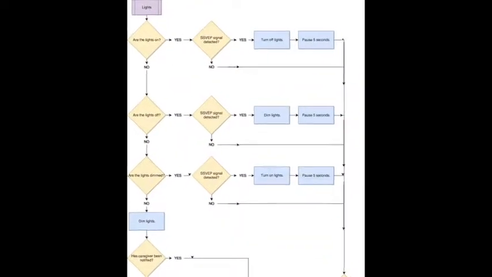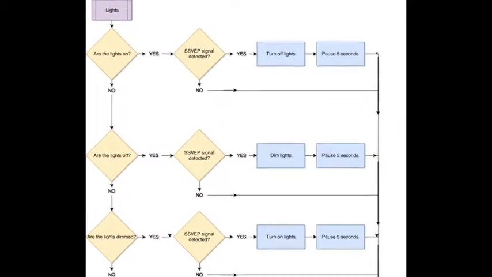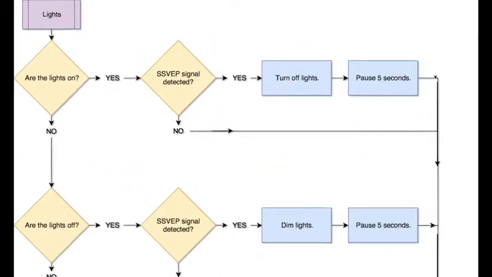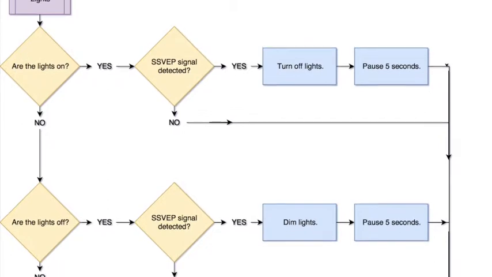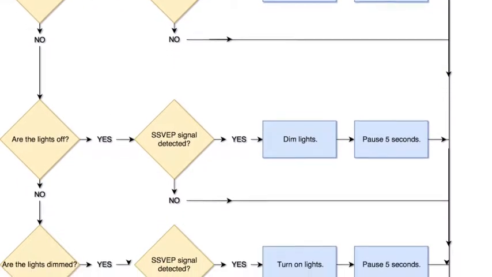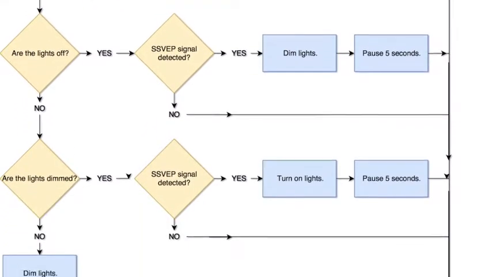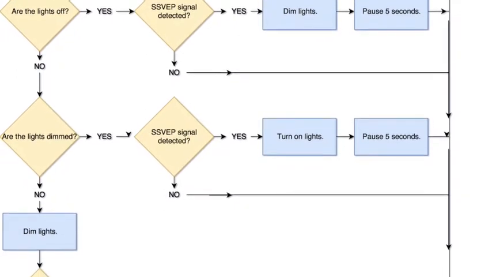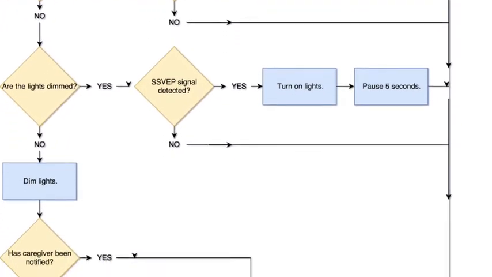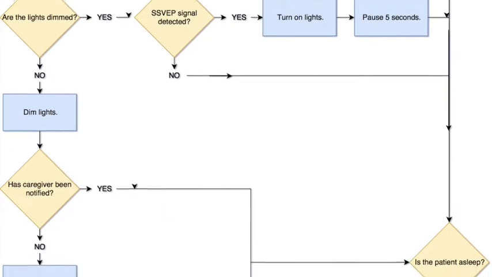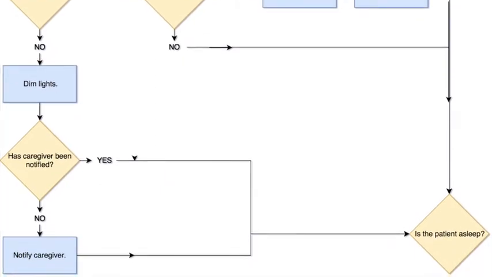If the lights are on and SSVEP signals are detected, the device will turn off the lights. If the lights are off, it will dim the lights to allow the patient's eyes to adjust to the light, and if the lights are dim, the device will turn on the lights. It pauses for 5 seconds after changing the state of any feature, then loops back to checking sleep status. If the device is not detecting that the lights are in any of the given states, on, off, or dimmed, it notifies the caregiver and loops back to checking sleep status. This process of detecting error is repeated for control of blinds and music.